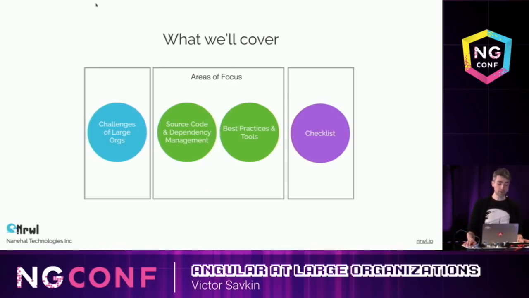I'm going to talk about using Angular effectively at large organizations. And there are a few components to it. So first, I want to start by explaining how large organizations differ from small organizations, and what challenges they face. Then I'm going to look at two main areas of focus that we identified by working with lots of clients, which is source code and dependency management, and best practices and tools. And then finally, at the end, I will give you a practical checklist. You can print out, bring to work on Monday, and become awesome or whatever, right?